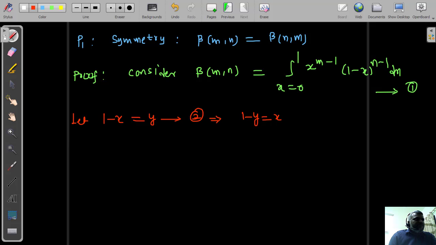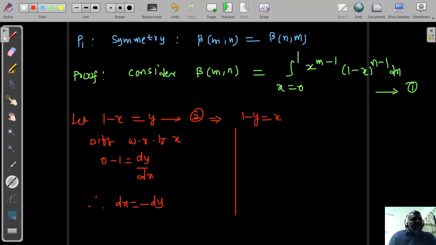Now, for 1 minus x, differentiate both sides with respect to x. Differentiating with respect to x on both sides, 0 minus 1 equal to dy by dx. Or else we can write dx equal to minus dy. After that, it's a definite integral, so the limits will change. So limits, it's a definite integral.